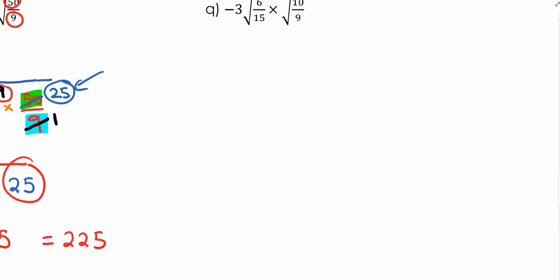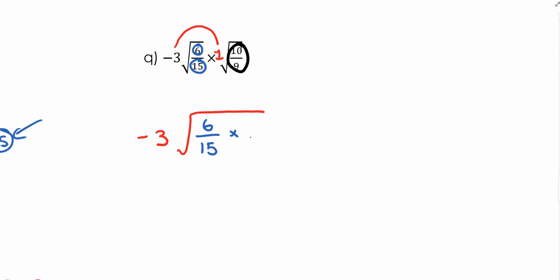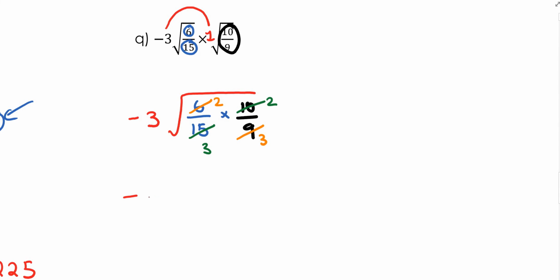Okay, let's move on to the last one here, letter Q. There is an invisible 1 here, so negative 3 times 1 is going to be negative 3, square root sign. And then let's go ahead and take a look at the 6 and the 15. So let's just write that as 6 over 15 times 10 over 9. And then from there, let's go ahead and simplify this. If I look at the 6 and the 9, that's going to be a 2 and a 3. If I take a look at the 15 and the 10, that's going to be a 3 and a 2. And if I go ahead and keep on breaking down the fractions here, I now have 2 over 3 times 2 over 3.